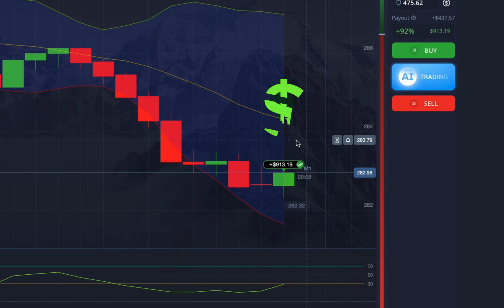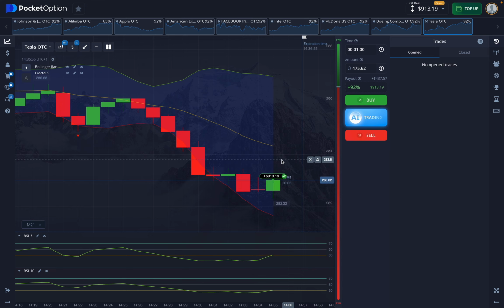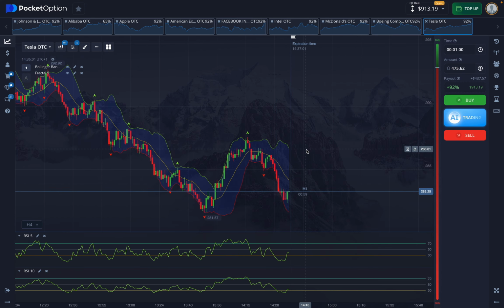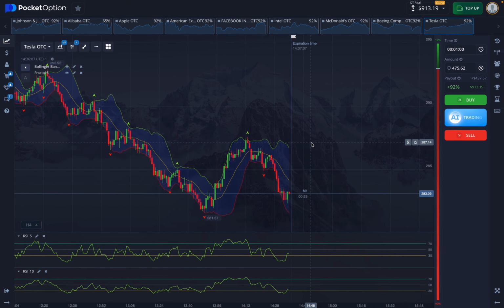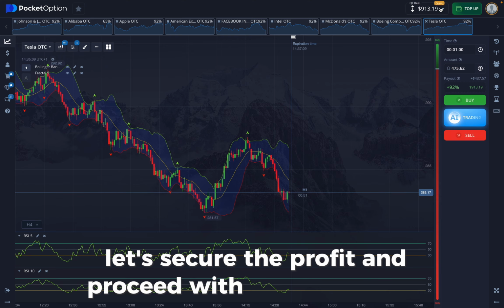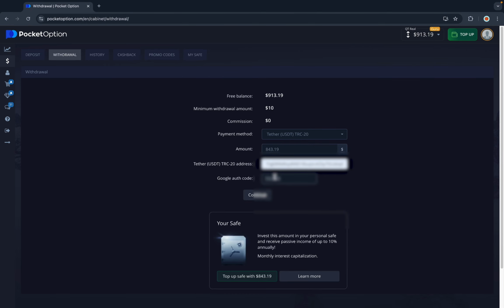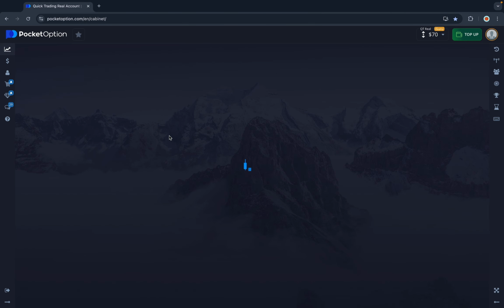And the position closes in profit in the last seconds. Excellent. It was a very tense moment, a very intense trade. I think we'll definitely finish today's trading process with this result. Let's secure the profit and proceed with the withdrawal. The total profit for today will be $843.00. The withdrawal operation is successfully processing.